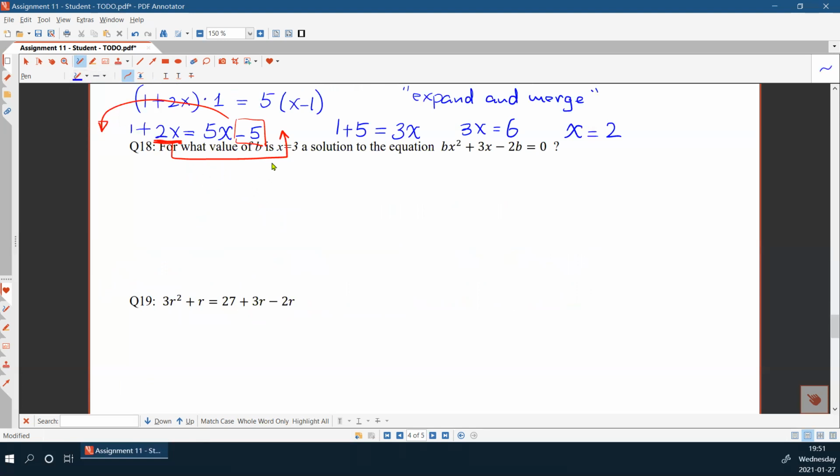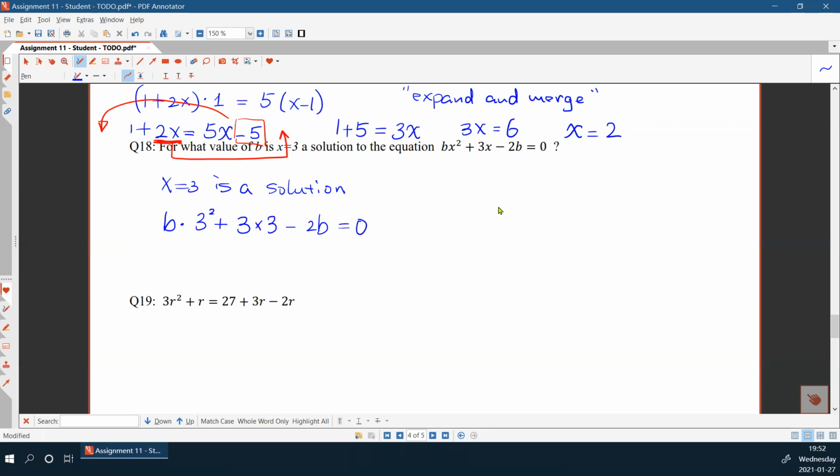Question 18. For what value of b is x being 3 the solution to the equation bx squared plus 3x minus 2b equals 0? It tells you that x being 3 is the solution, so that means when we put x equals 3 into this equation, the equation holds, which is b times 3 squared plus 3 times 3 minus 2b is 0, right?